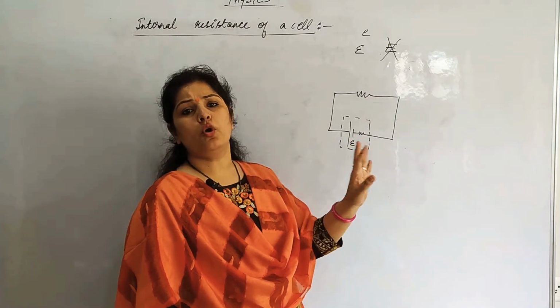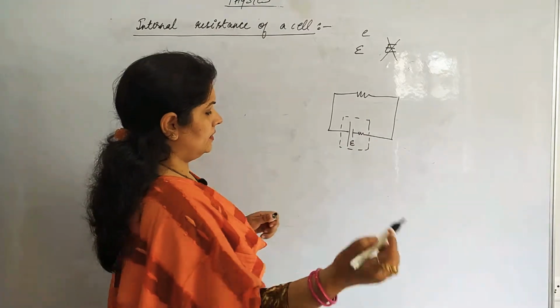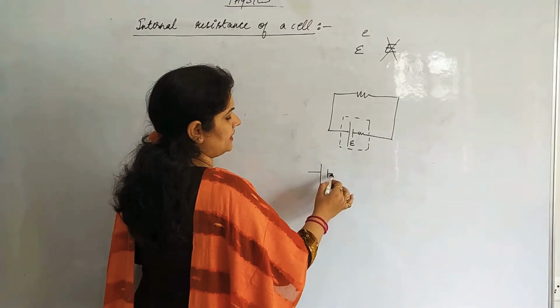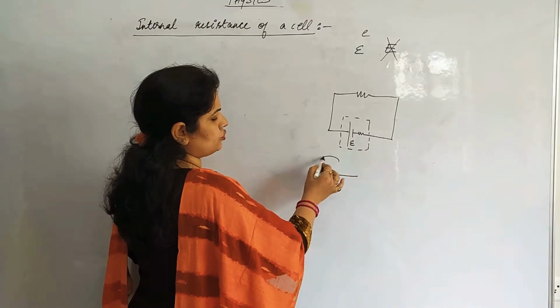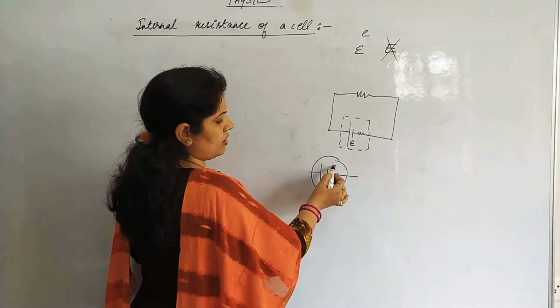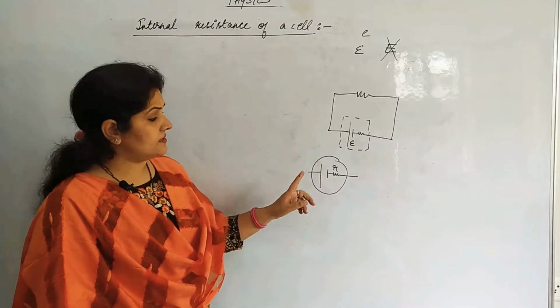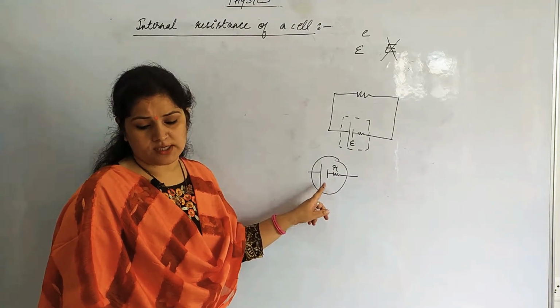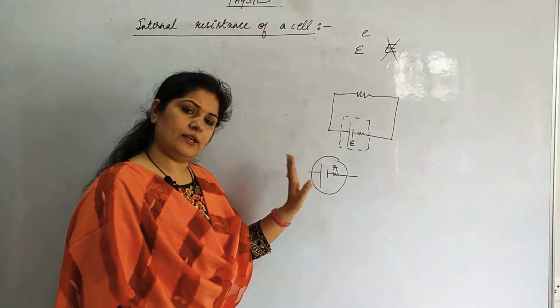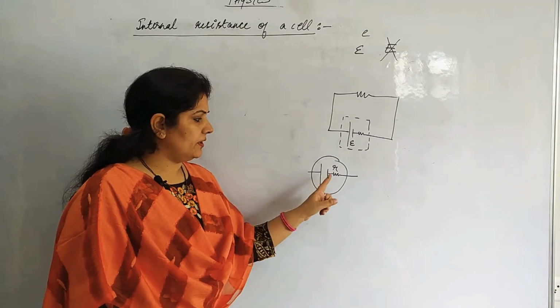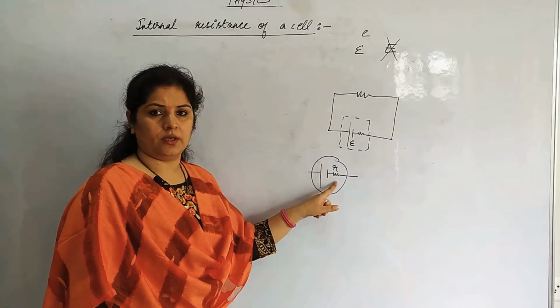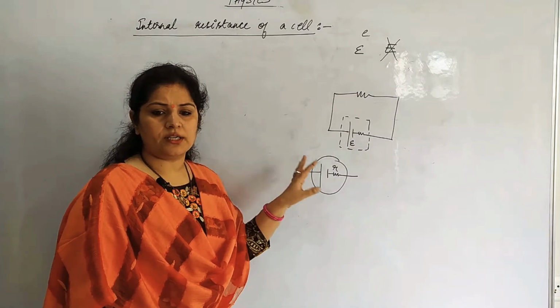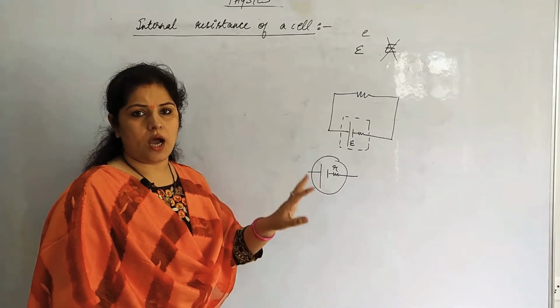Most of the time we do not draw it, but in some circuits you will find it very next to the cell. So what resistance is this? This resistance is offered by the electrolyte of the cell. Actually it is offered by the electrolyte only, but it is in between. So rather than showing it here, we show it here. And we always denote the internal resistance of the cell by small r.